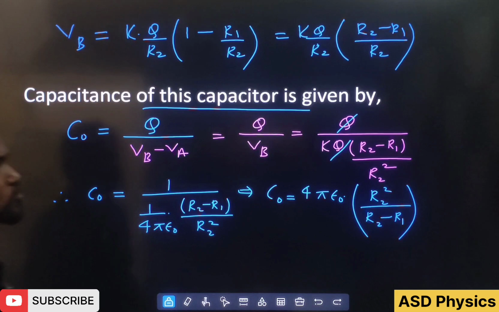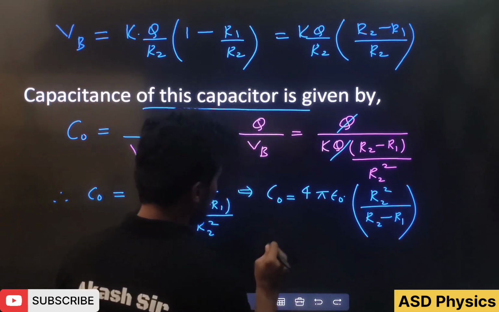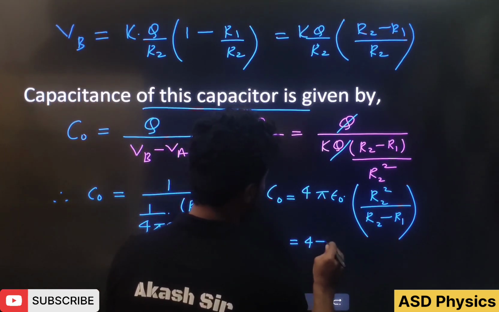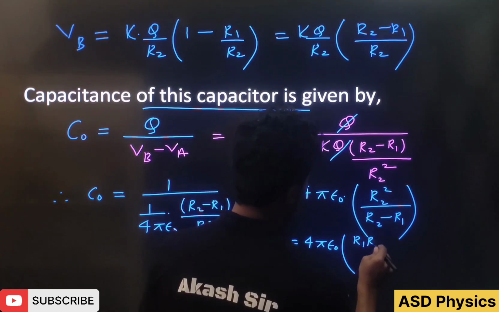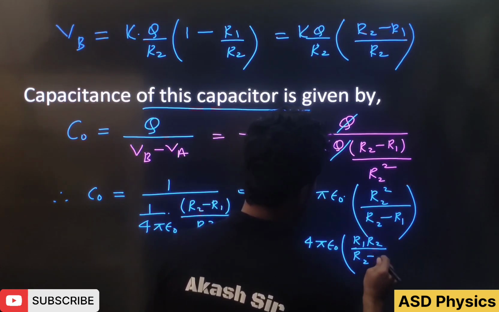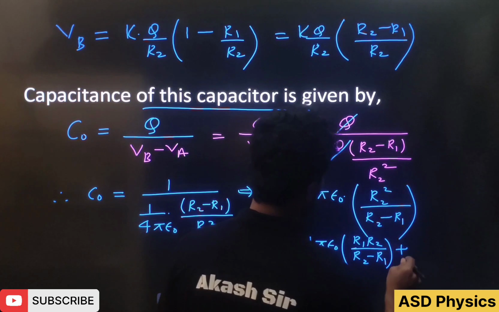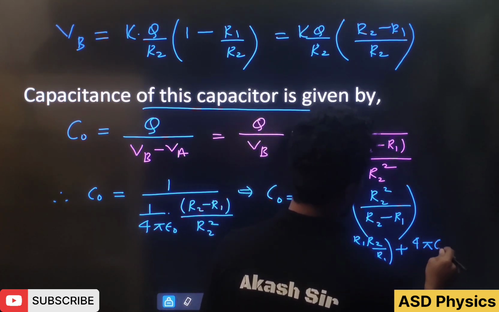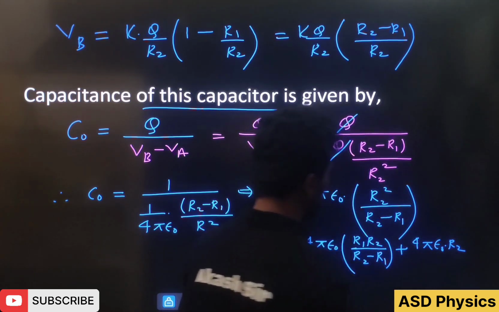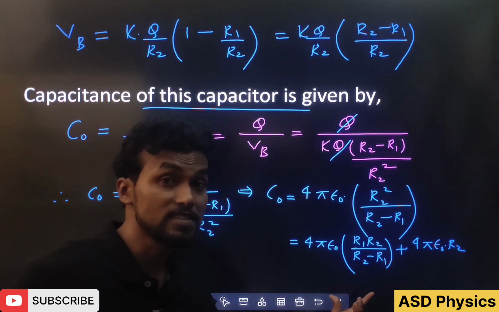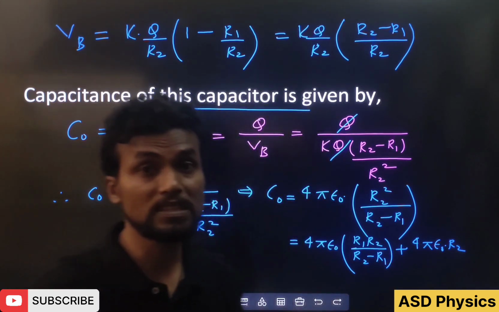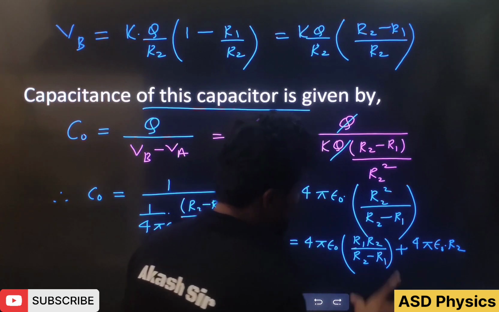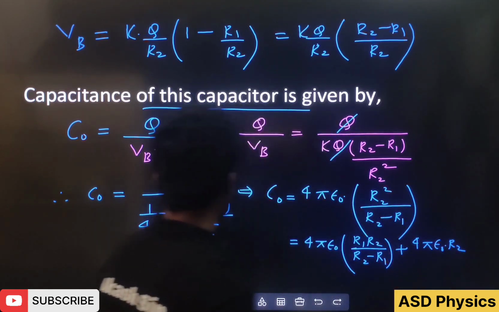Students, we can write this in one more form, like this: 4 pi epsilon naught R1 R2 by R2 minus R1, plus 4 pi epsilon naught R2. Later when you simplify this, you can get it like this also, because this case will be similar to case number 2 and this one will be similar to case number 1. So case number 3 is the addition of case number 2 and case number 1.